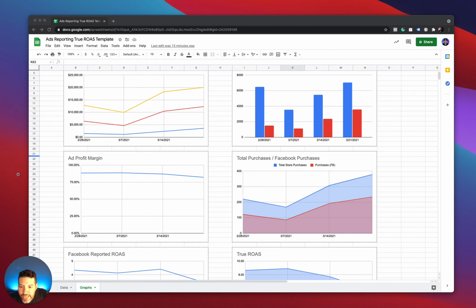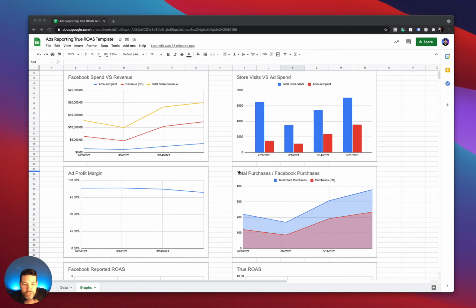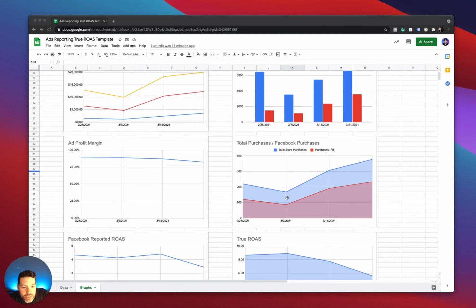Next is the ad profit margin. So this is something that you want to take a look at and see, are you seeing a good solid line here? You don't want your profit margin to go down too much. You want to make sure that you're constantly growing here. Total purchases compared to Facebook purchases. Again, very similar to what's up here in this Facebook spend versus revenue. Here you can really see how that compares to each other, and make sure that you're following that space.